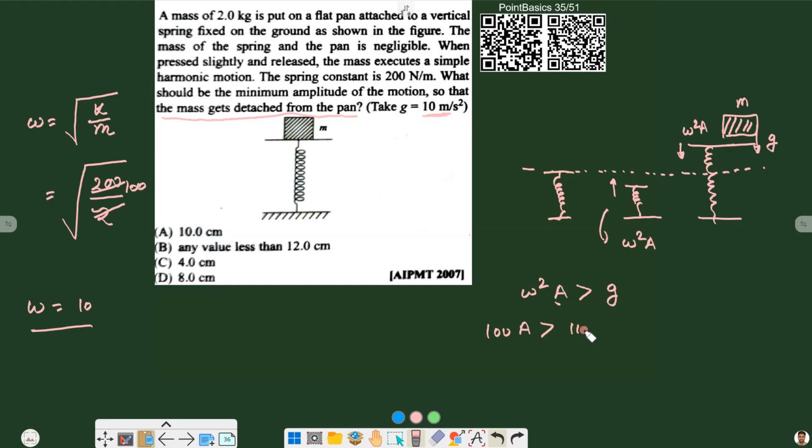A times omega square is greater than 10, so A is greater than 10 by 100, and this comes out to be that A is greater than 10 centimeter, or greater than or equal to.